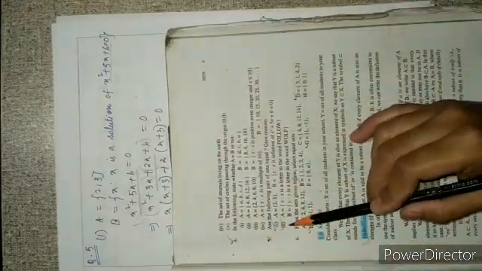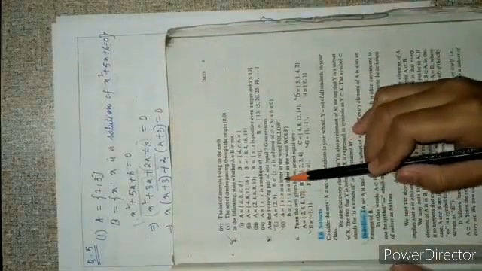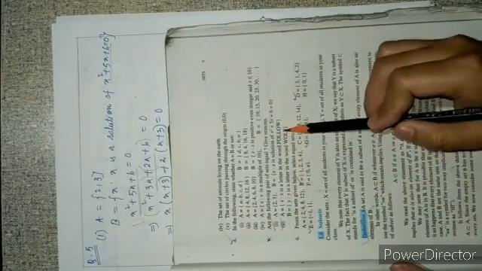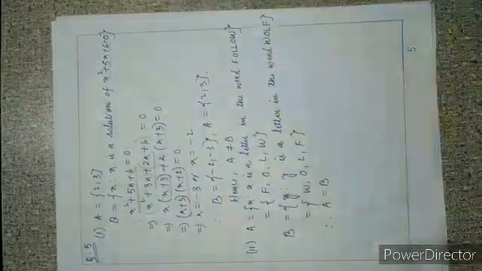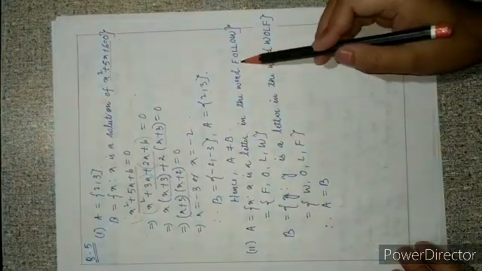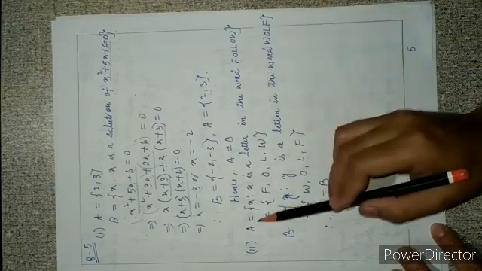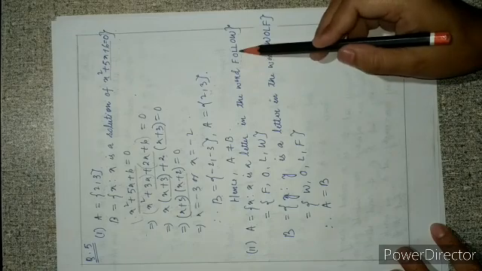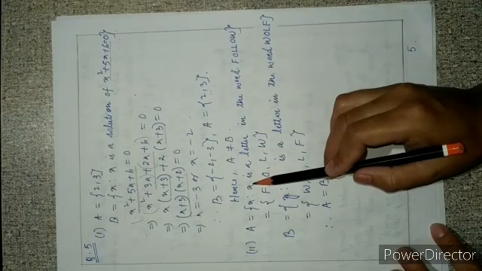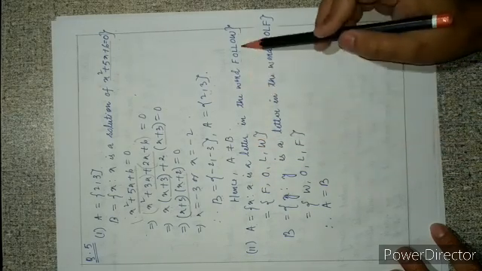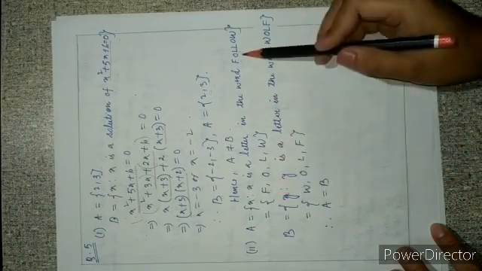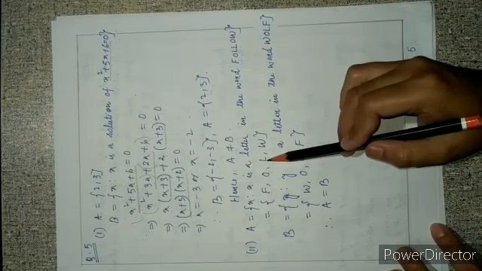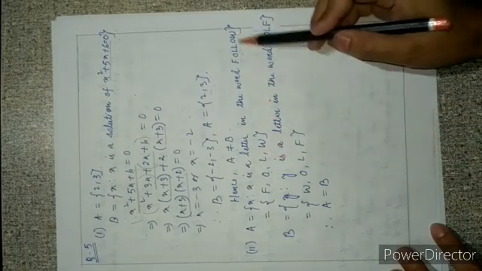Roman number 2. A: x is a letter in the word follow, and B: y is a letter in the word wolf. Write set A in roster form. Roster form means write all the elements of set A. x represents a letter in the word follow: F, O, L. L is repeated 2 times, so we have to write L only once, then W.